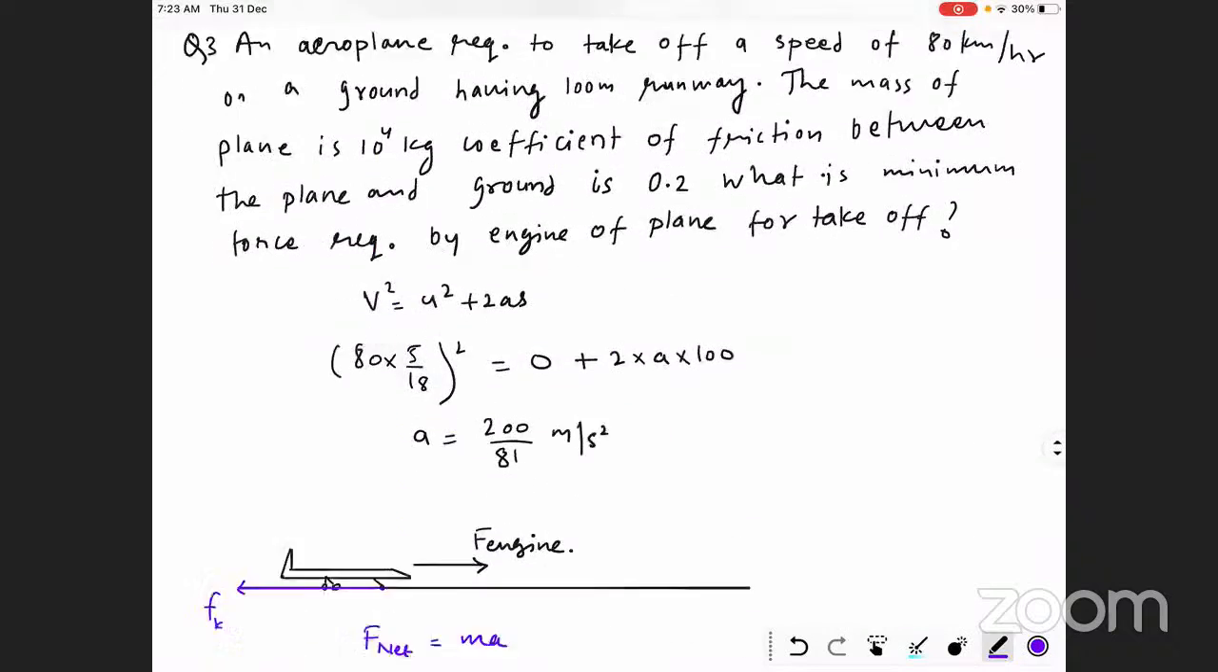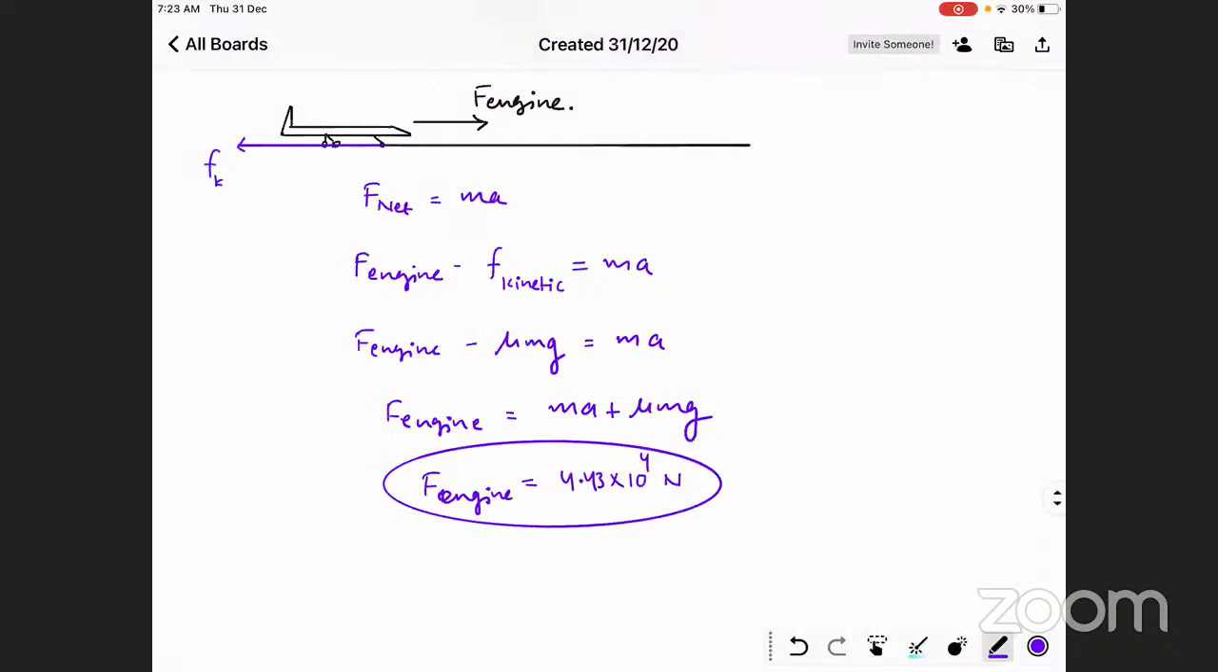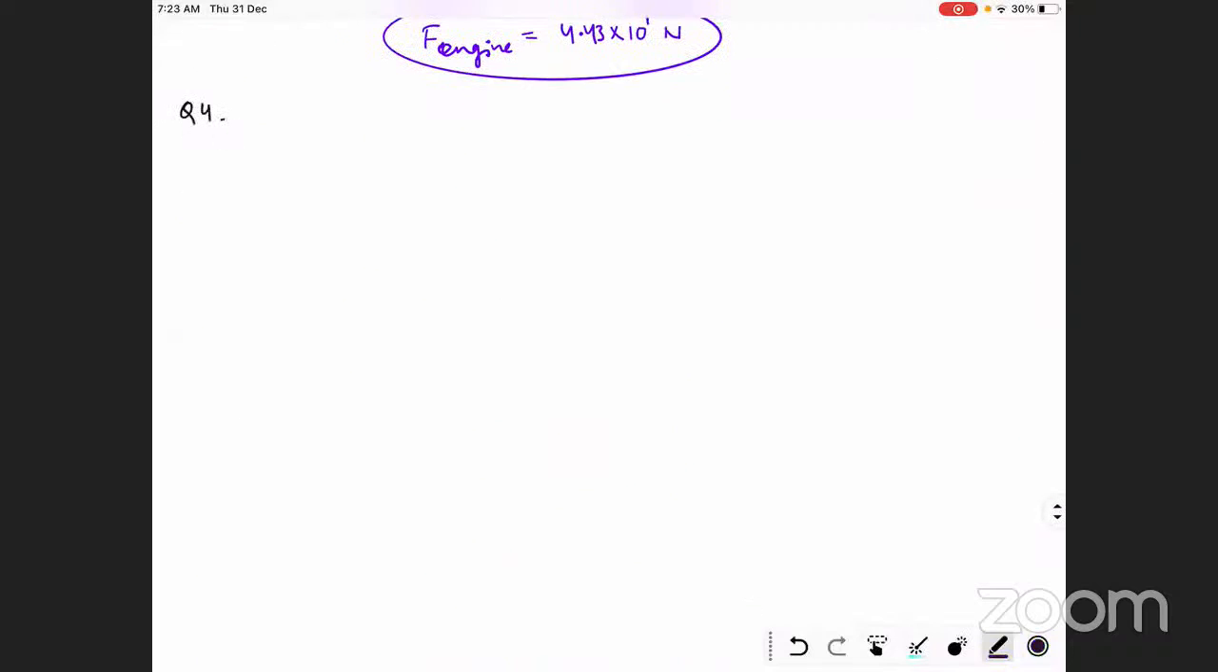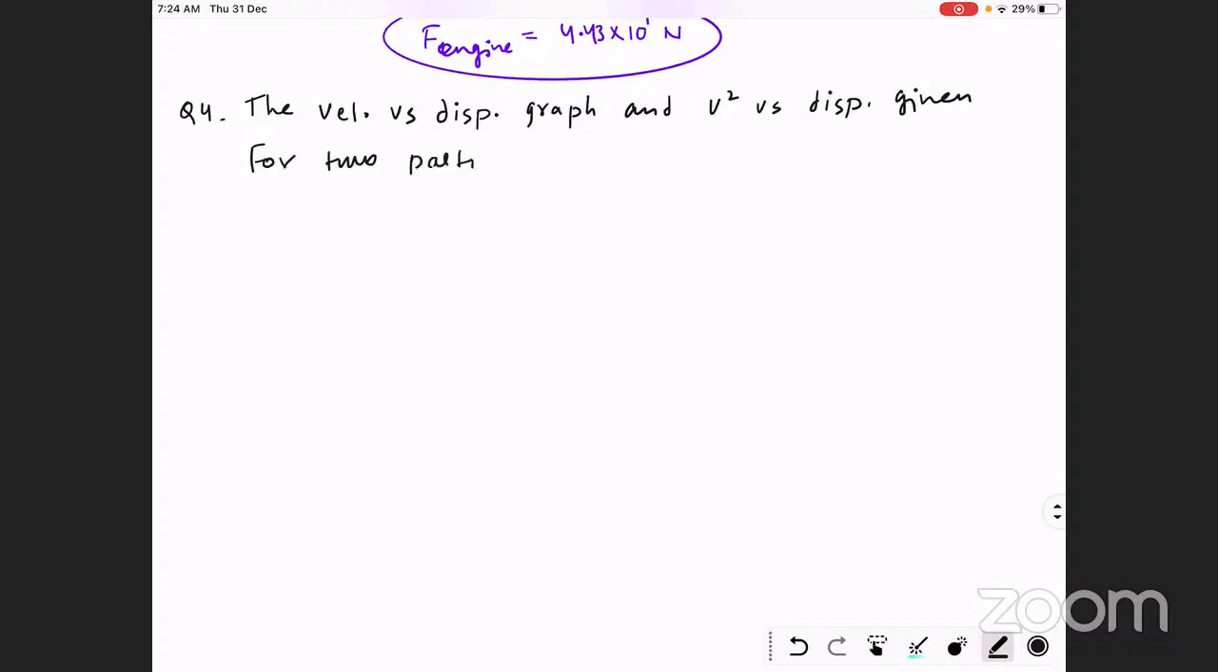And we cannot do easy questions, right? Now this is question number 4. We'll have to keep searching something new like this. The velocity versus displacement graph and velocity square versus displacement graph given for two particles. सुन रहे हो बच्चों?